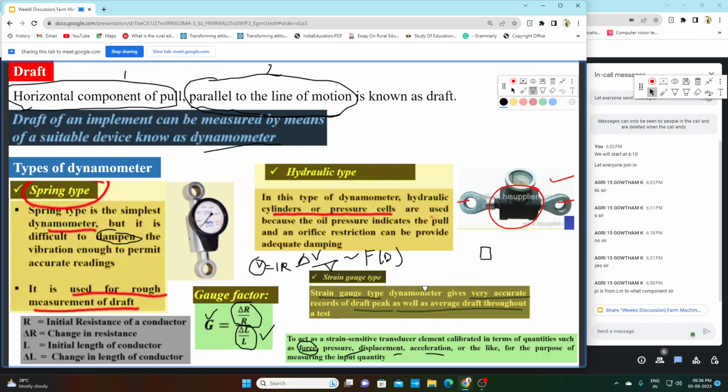So is this clear? Any doubt in this slide?